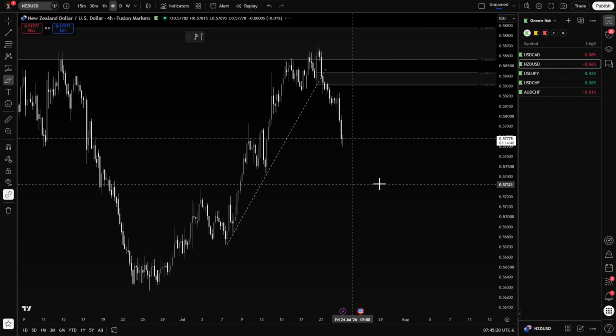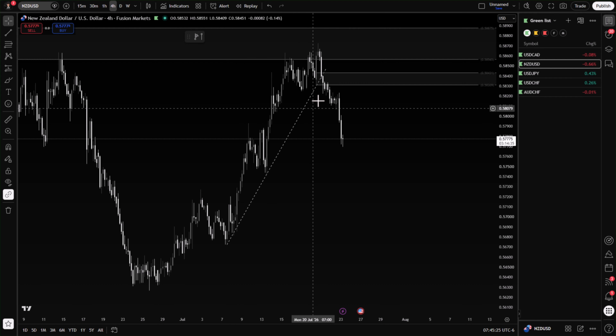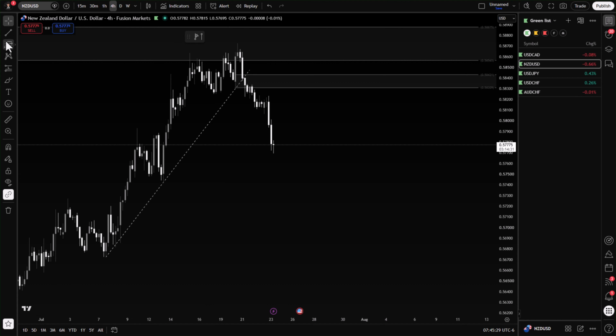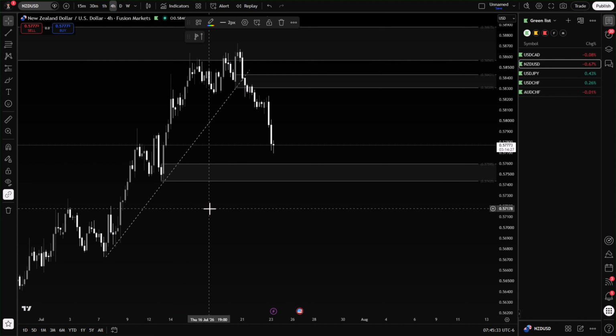So when I go to the 4-hour time frame, what do we have? We have a trend line, a bullish trend line that got broken. See, it was removed. And what do we have down here? We have a demand area.